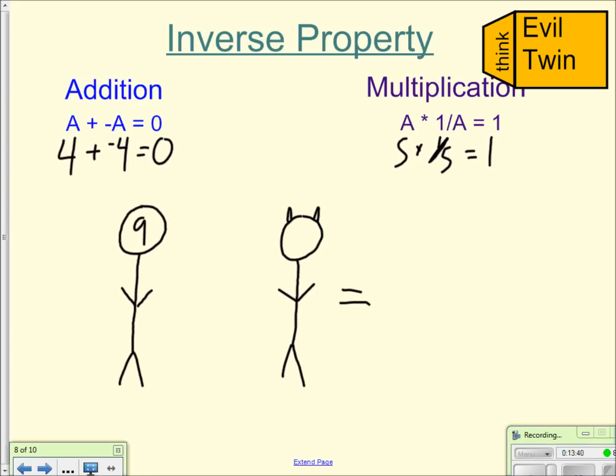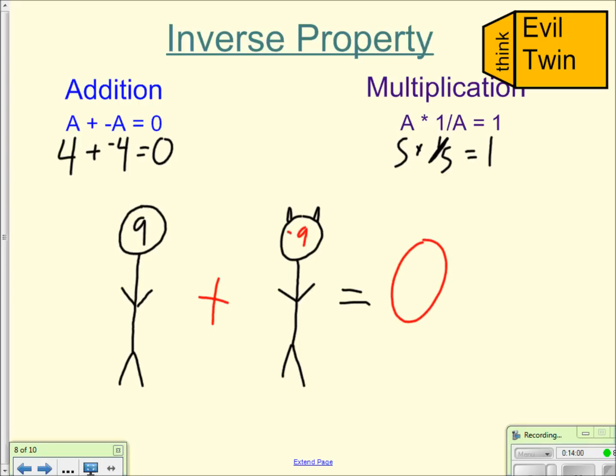So here, we got 9. And if I make this into plus, what is the opposite of 9? It's 9's evil twin? That'd be negative 9. That would be 9's evil twin. And it would make 0.